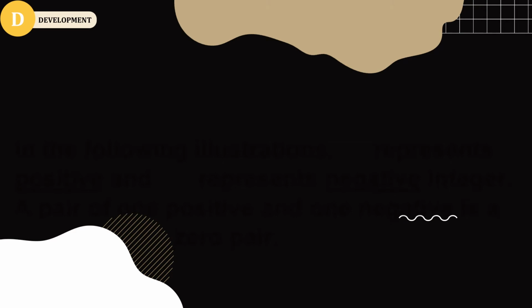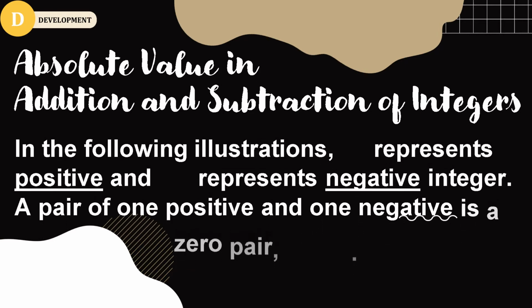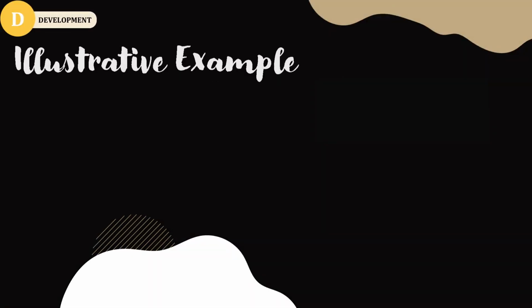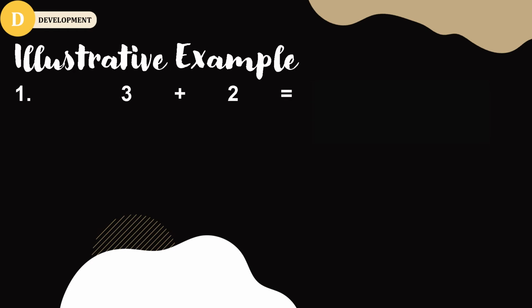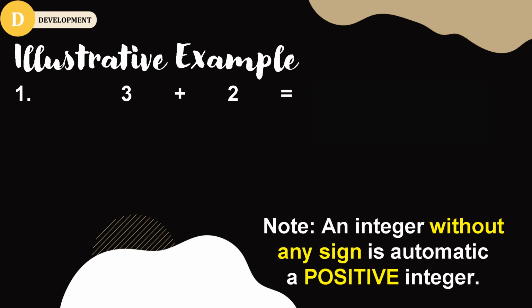Now let us have the absolute value in addition and subtraction of integers. In the following illustrations, this represents positive and this represents negative integer. A pair of one positive and one negative is a zero pair. For an instance, we have 3 plus 2. Note that an integer without negative sign is automatically a positive integer.